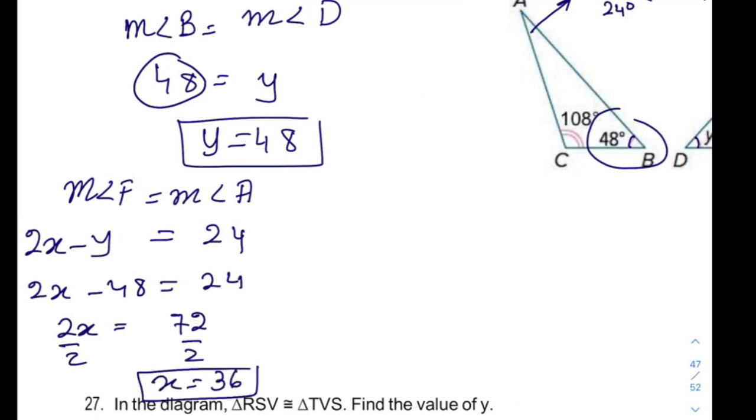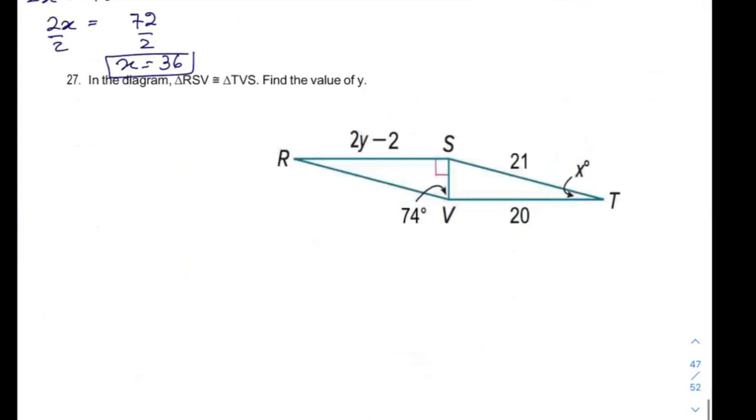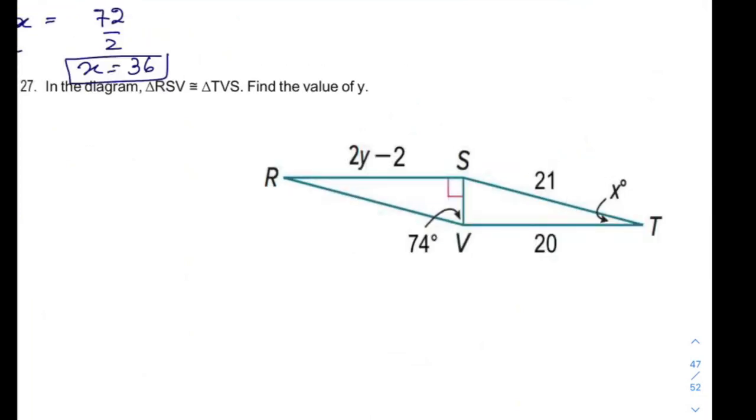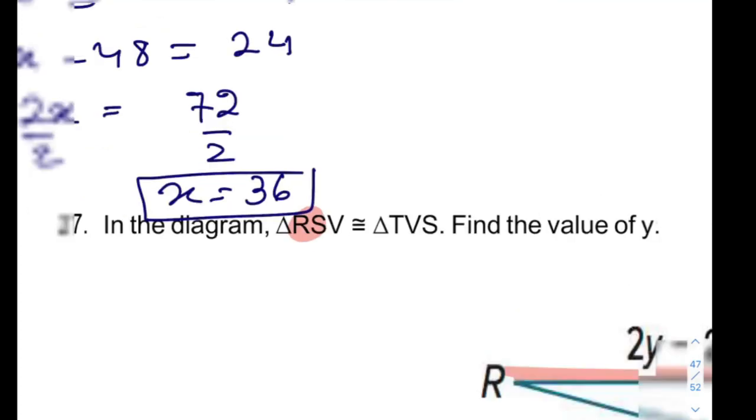So x is 36. We have two triangles that are congruent, mentioned here in order. Remember, find the value of y. Okay, let's see what we can do. Where is y found? Y is here in RS. So here we have RS.